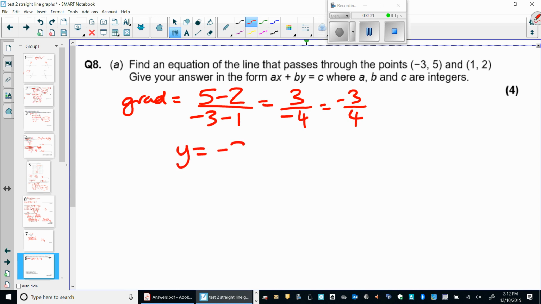So we've got y equals negative 3/4 x plus c. What do we do now? So we found our gradient. What do we do now? What part are we missing? C. We need to find c. How do we do that? You did it earlier.